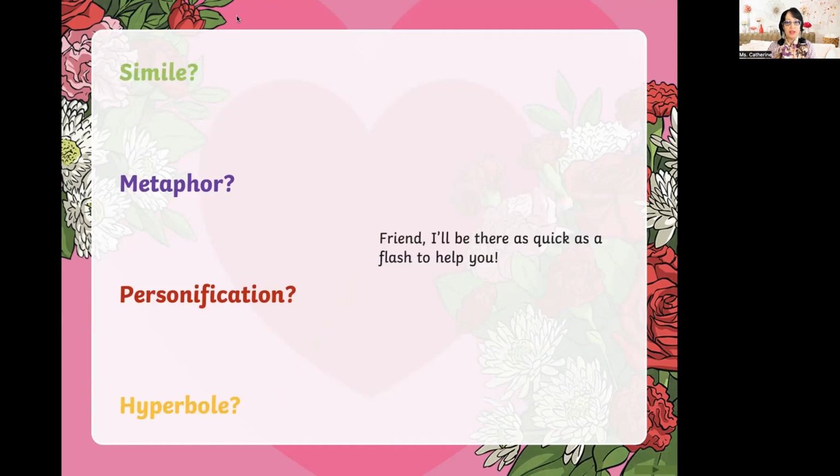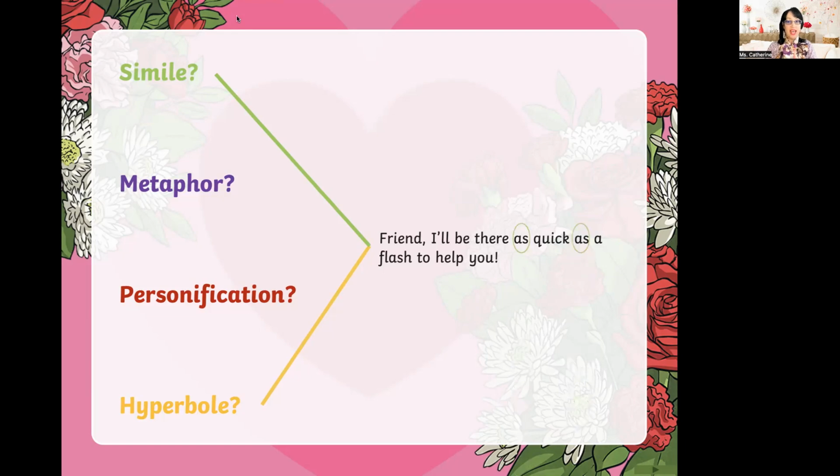Okay, what about this one? Friend, I'll be there as quick as a flash to help you. Let's repeat. Friend, I'll be there as quick as a flash to help you. First, what does the contraction I'll mean? That's right, it means I will. We can say, friend, I will be there as quick as a flash to help you. Simile, metaphor, personification, or hyperbole. It could be both. Why? Why is it both a simile and a hyperbole?